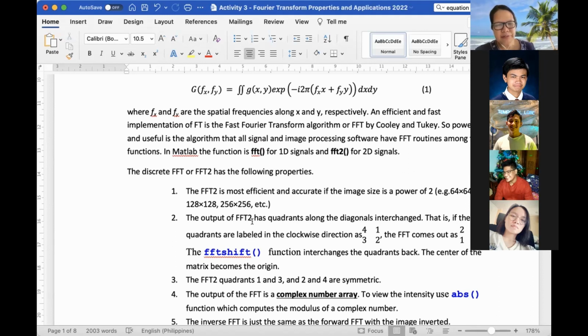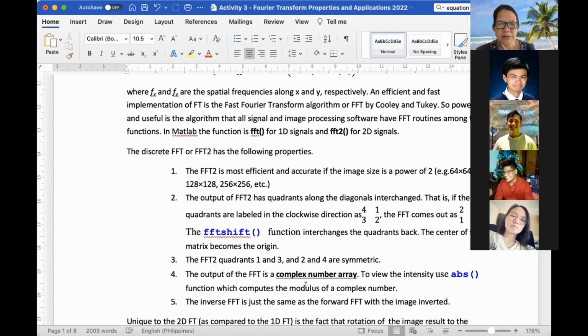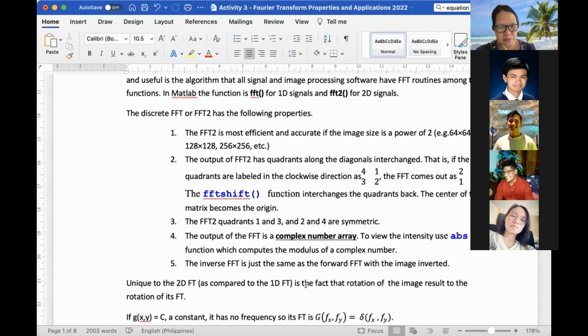Now, the output of fft2 has quadrants along the diagonals interchanged. So suppose an image is a matrix, you can think of it as having 4 quadrants, and you call these quadrants 1, 2, 3, 4 in a clockwise fashion. The FFT, when you calculate it, comes out with the diagonal quadrants interchanged. And so we just have to use the fftshift function to interchange the quadrants back. The center of the matrix then becomes the origin, or the place where fx and fy are 0.